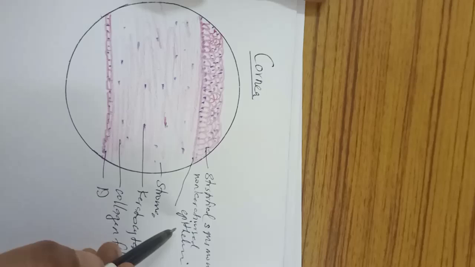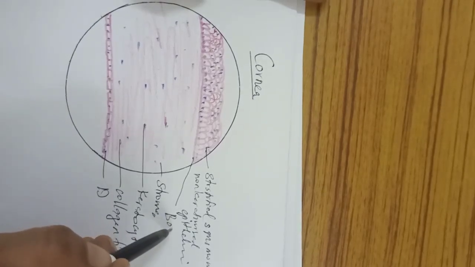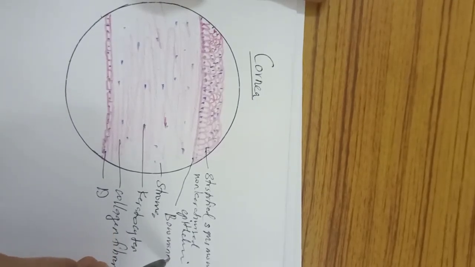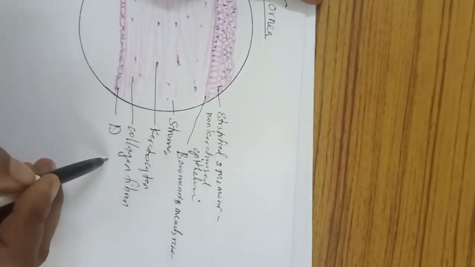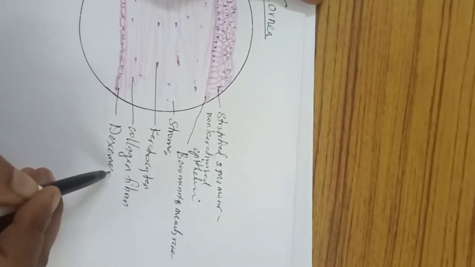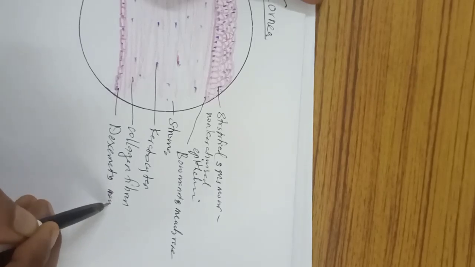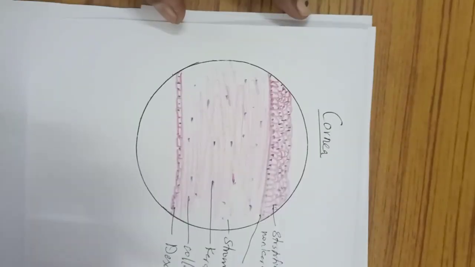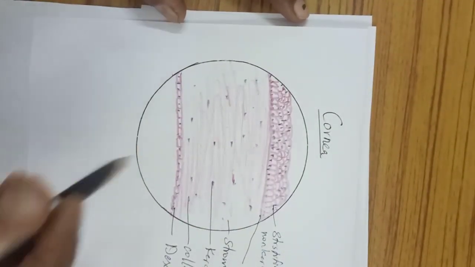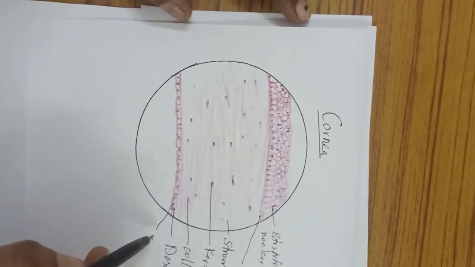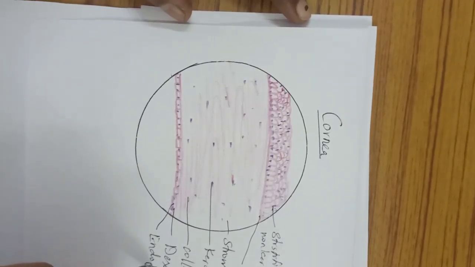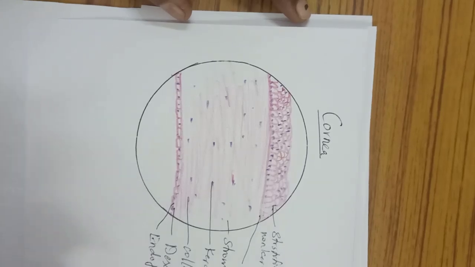Here, Bowman's membrane. I should write it now. Bowman's membrane. Here, Descemet's membrane. That's the basement membrane of the cuboidal cells, not a separate layer. And this one is the simple endothelium. So this endothelium is lined by simple cuboidal cells.